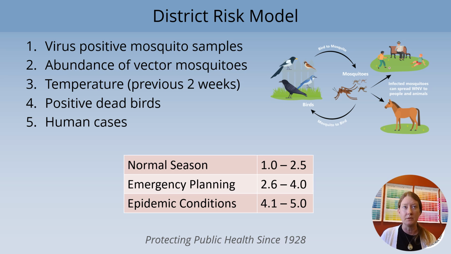The district risk model includes 5 factors that impact the transmission of West Nile and other viruses. These are the number of virus-positive mosquito samples in an area, the abundance or the number of mosquitoes which can vector or transmit the viruses, the average daily temperature for the previous 2 weeks, the number of dead birds that test positive for the virus in an area, and the number of people who have tested positive for the virus. Each of these is given a score, where 1 is considered to be low and 5 is considered to be high. We average these 5 numbers together to get a final risk level for the area for the week.